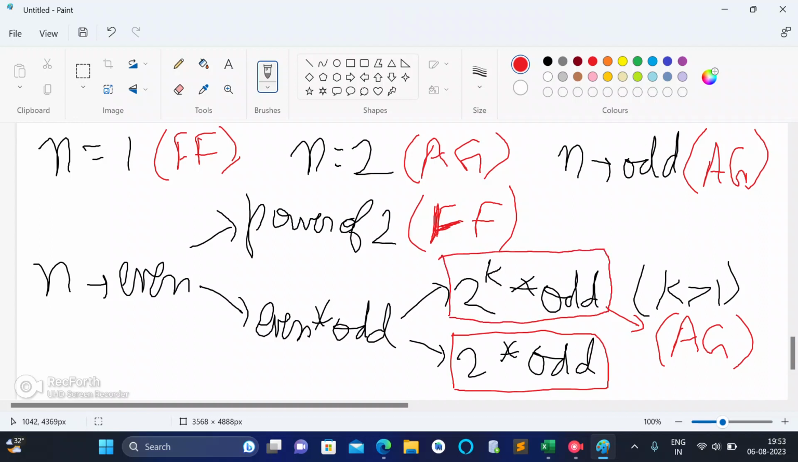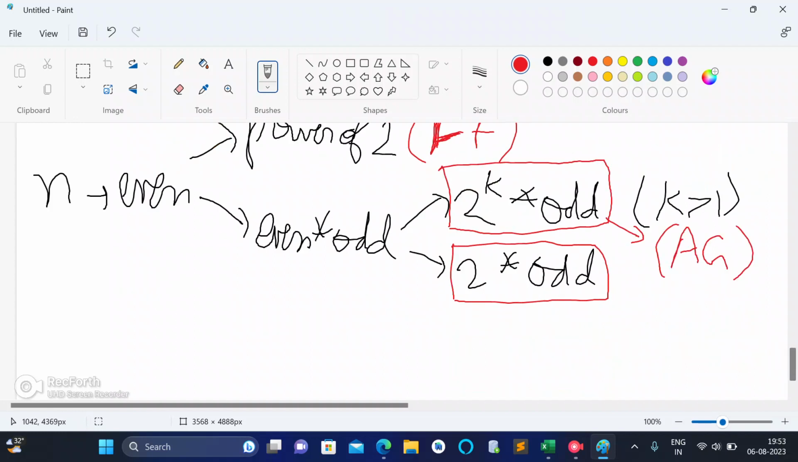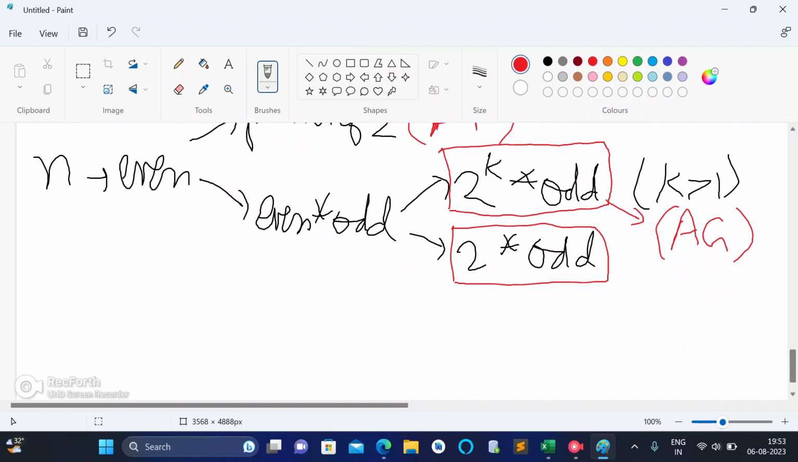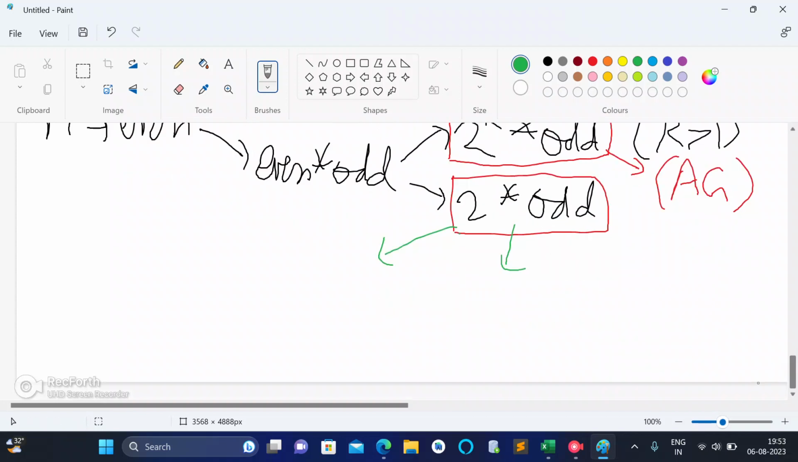If you divide n by 2 and you see that the number is still even, then you are of the form 2 raised to power k into odd. And if you are of the form 2 raised to power k into odd, then Ashish Gupta will win. Okay, if the number is of the form 2 into odd, then again two cases come.